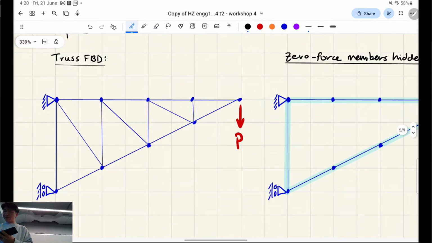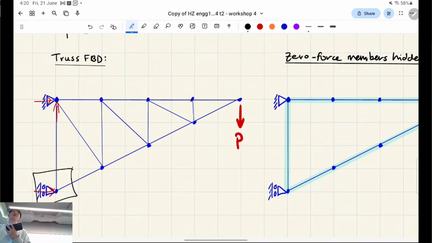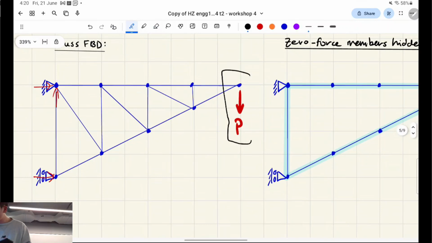So we can look joint by joint to see if we have any zero force members. This one doesn't meet any of the conditions straight away because we have three members and none of them are collinear, and we also have these reactions as well, so that wouldn't work either. As soon as there's a point load or a reaction, there can't be zero force members attached to it. And then here we have a point load, so that doesn't apply either.